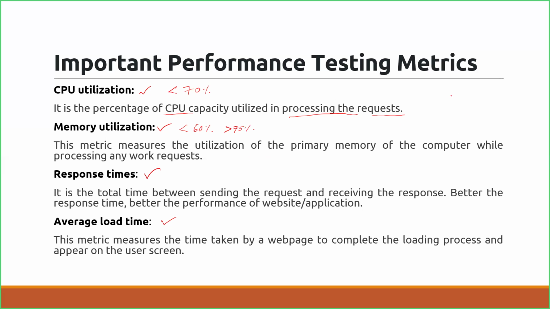What are the major requests? We are going to see the main request, as well as sub requests, as well as embedded resources. Embedded resources are nothing but JavaScript files, CSS files, image files, icons, all those things. So average load time is the time taken by the web page to complete the loading process. In order to load all these things, how much time it has taken on average, that is your average load time, guys.